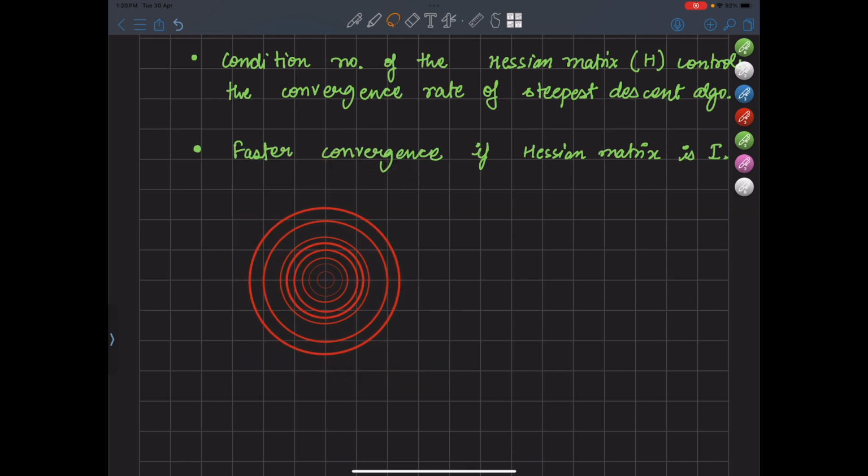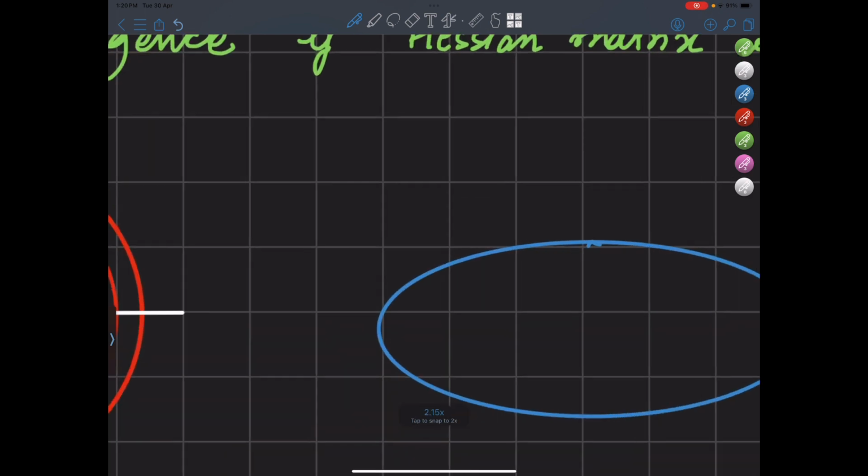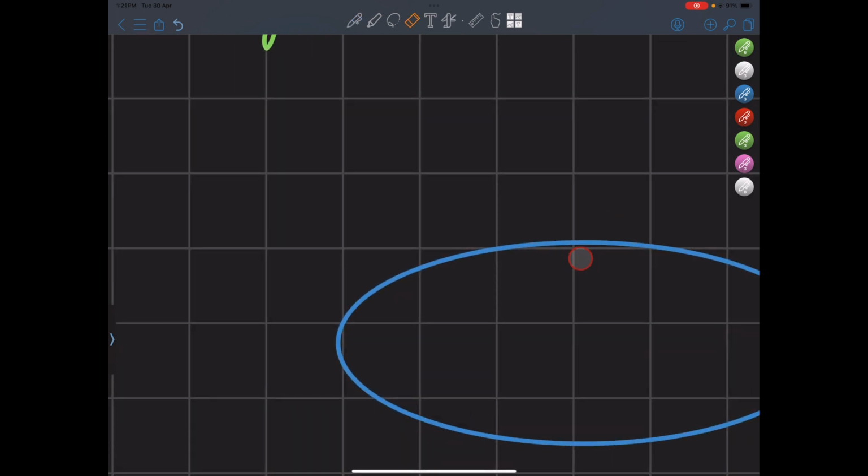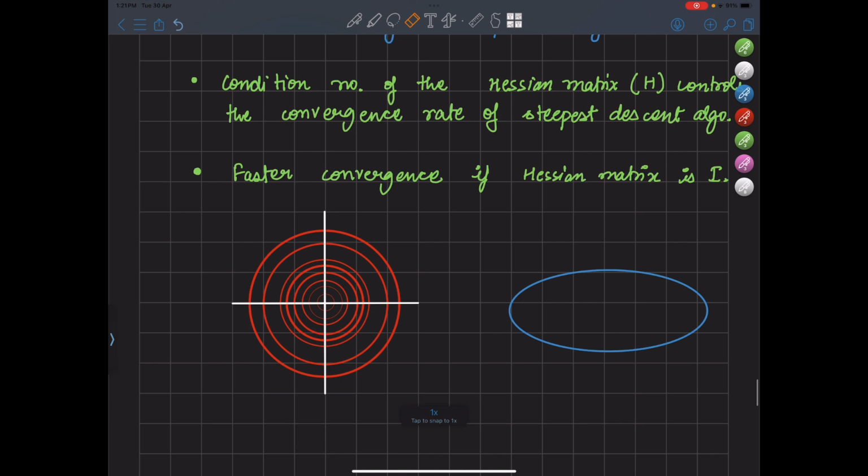So here are the circular contours. I'll just make the axis. And here are the elliptical contours. All right.